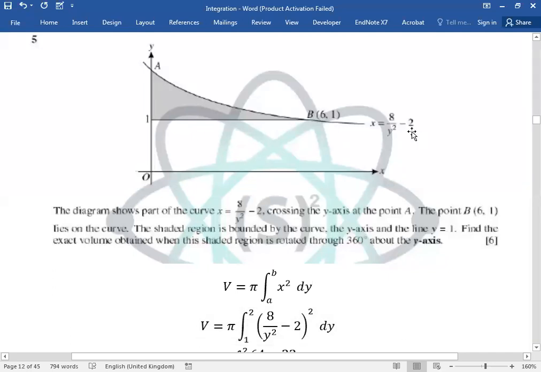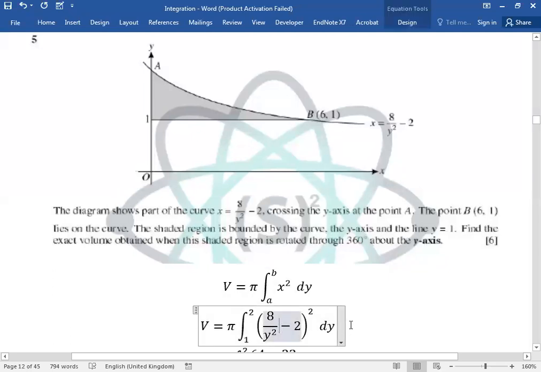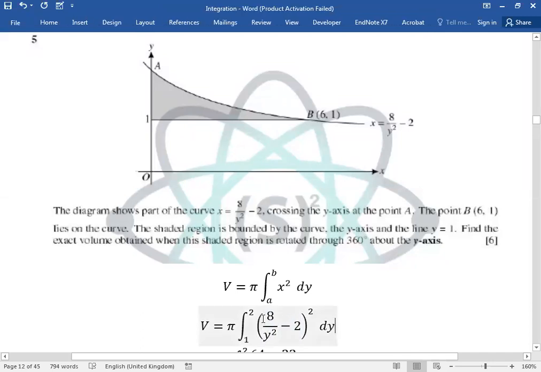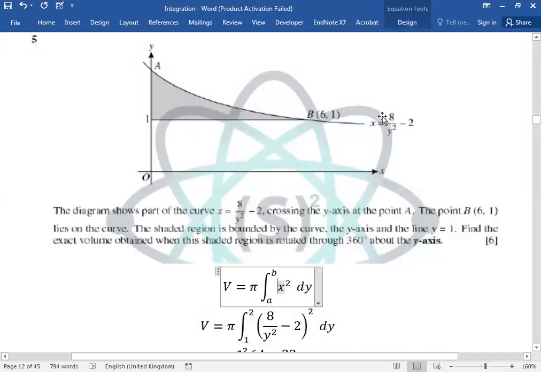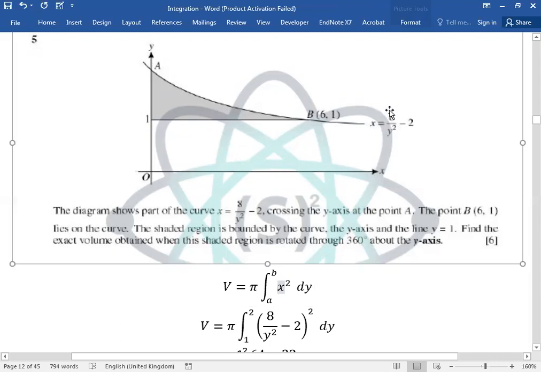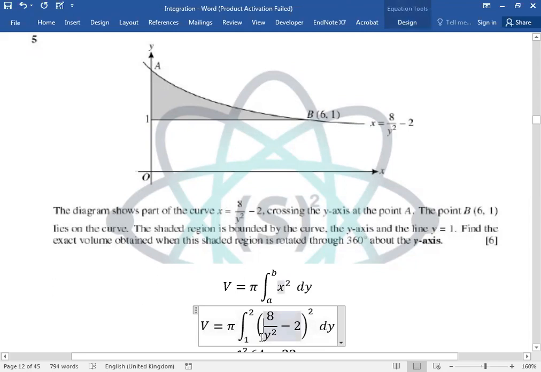How will you take it? Without taking the LCM you cannot proceed. Right? So without having a single fraction, you just can't multiply y square on the other side. Okay? Okay, so now we can plug in x already. X is already the subject of the formula for the equation. So that part is already done for us. In place of x we can just plug in 8 upon y square minus 2. The upper limit is 2 and the lower limit is 1.